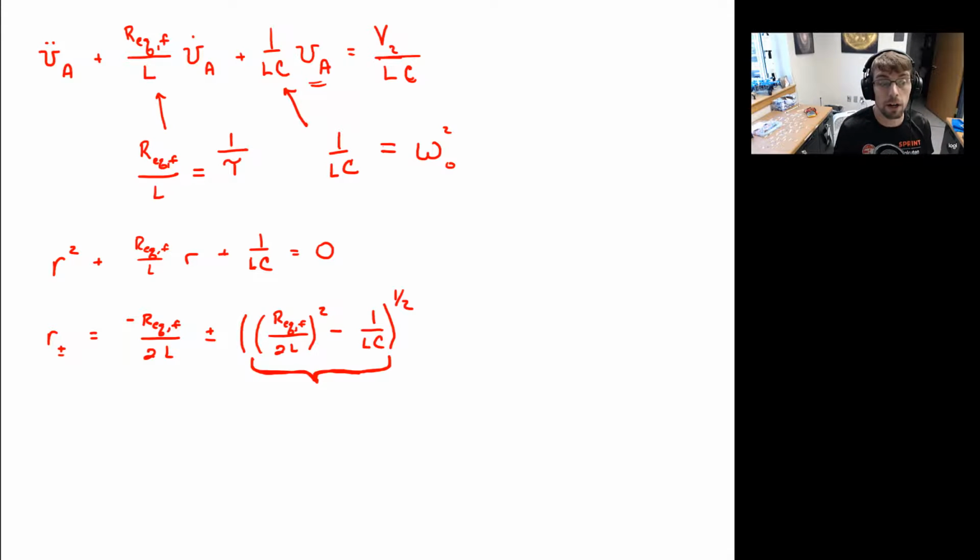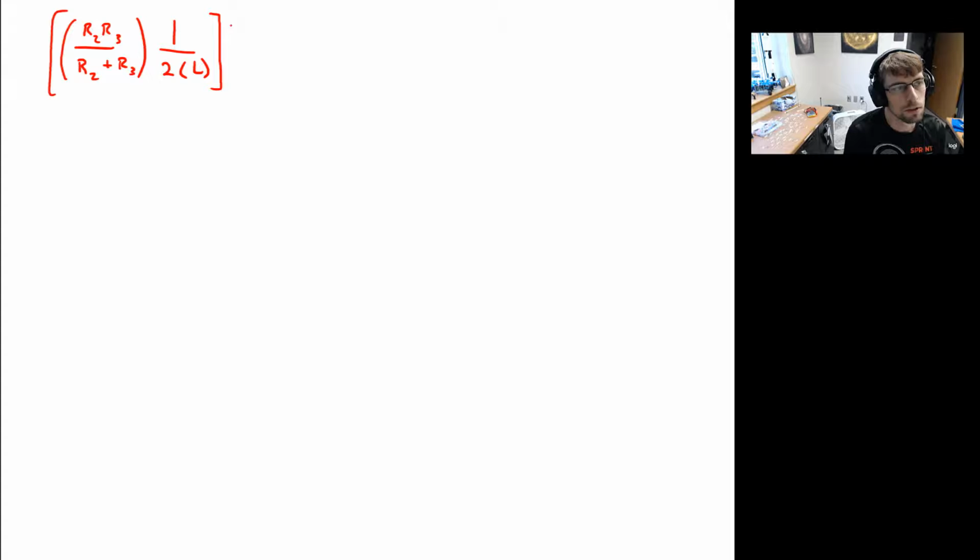Let's go ahead and figure out which of these three situations we are actually dealing with. So we said REQ final. Remember, REQ final is R1 plus R2 R3 over R2 plus R3. That's our REQ final. Then we have 1 over 2 times L squared. And we're interested to know how that compares to 1 over LC.